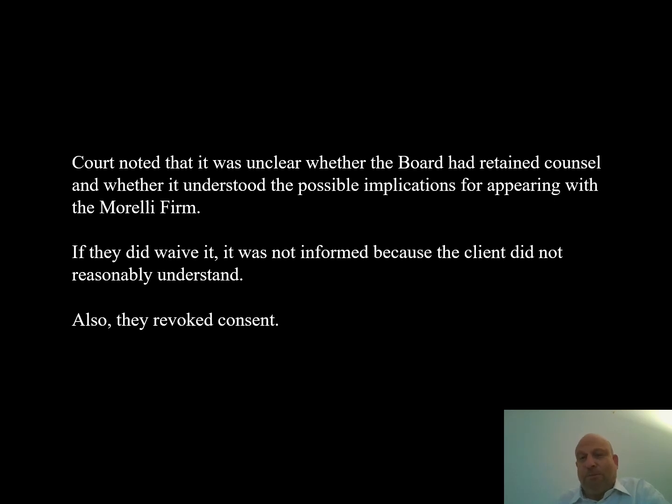It's the burden of the law firm. They've got to educate the client. Can't blame the client. You've got to educate the client on this decision. And also, they revoked consent. So the opinion also states that the client can revoke consent, even if they gave consent. We don't give consent anymore, so we revoke it.